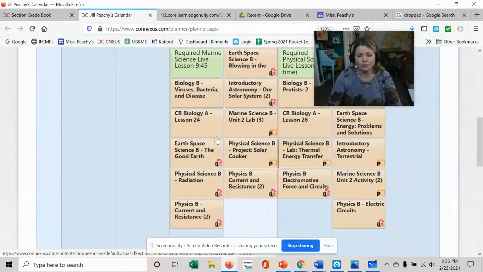Well, we are going to drop the Project Solar Cooker. It's a cool project, but it doesn't work real well in the winter in Wisconsin. And having two back to back in the same week is a lot for anybody, since these portfolios tend to be long all by themselves. So we are just going to focus on the Lab Thermal Energy Transfer. You don't have two things to do this week, you just have one.